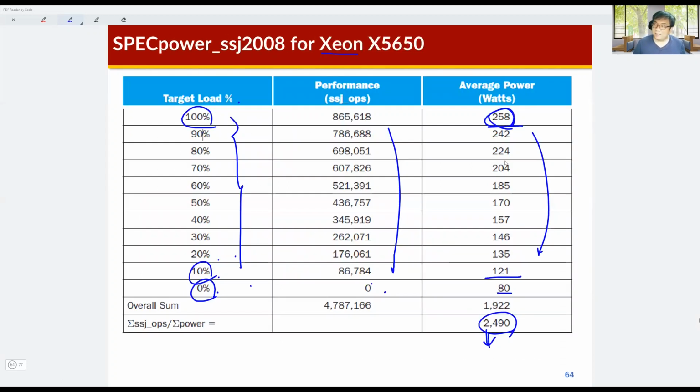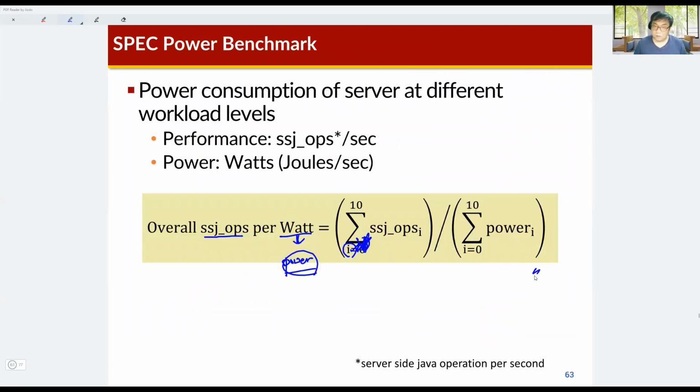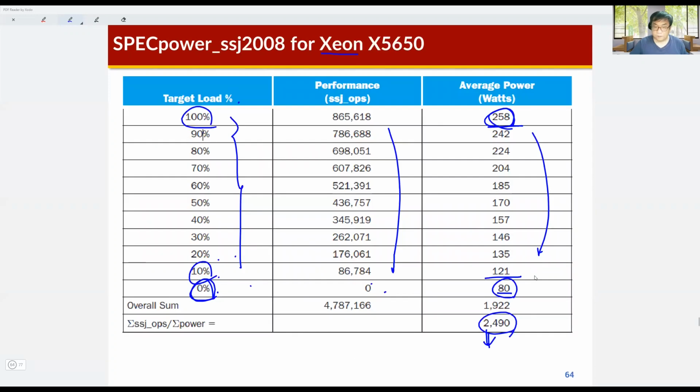So why do we use this metric? Because even though the target load is 0%, this server system consumes electric power, like 80 watt. That means the power consumption of this server system is not proportional to the performance, the target load of the server system. That's why we use this metric for the SPECpower benchmark.